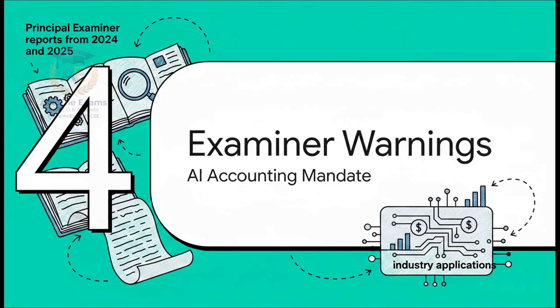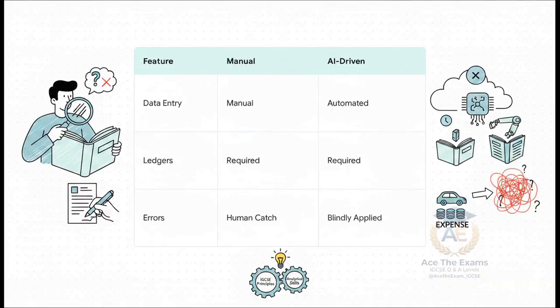So true. All right, moving on to our fourth segment, examiner warnings and the new AI accounting mandate. So, keeping up with the 2028-2030 research directives, we really need to understand modern industry applications, particularly cloud accounting systems like Xero. Now, these systems automate the entry process, but they still completely rely on fundamental manual principles.